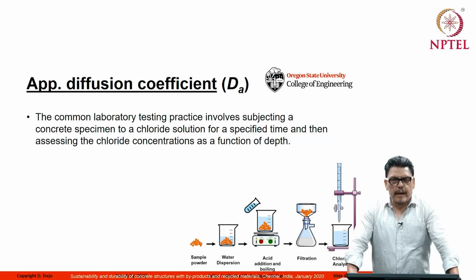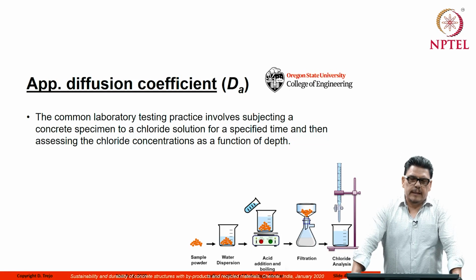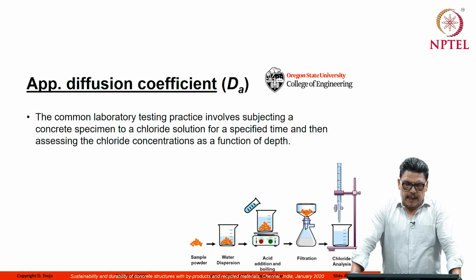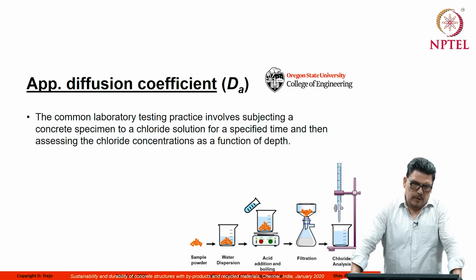So what we do now, to assess the apparent diffusion coefficient, is we cast a sample, and then we subject it to chlorides. Then we pull it out and we assess it using standardized tests for chlorides. It could be water soluble or acid soluble.